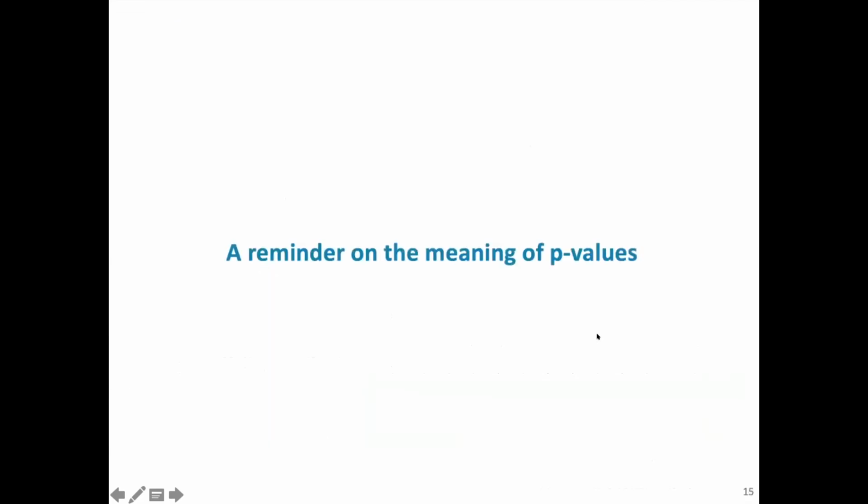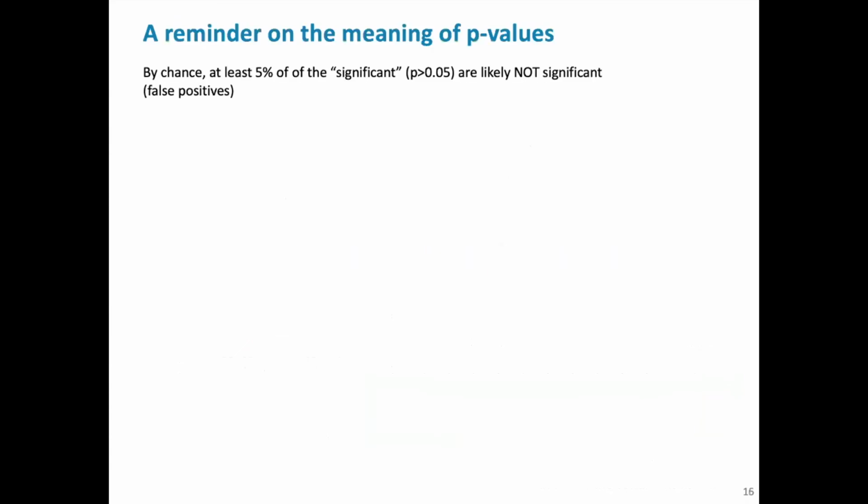And I just want to have a reminder on the meaning of p-values. So one of the things we did after differential gene expression and also in the gene set enrichment analysis is that we correct the p-values by FDR, for example. One of the reasons why we do that is because by chance, at least 5% of what we consider significant are probably not significant. And those are considered the false positives.